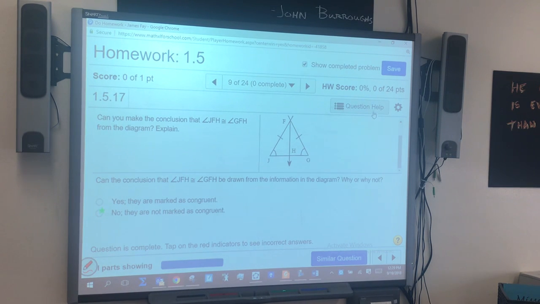Now it says JFH. So I'll highlight that one. So now we're looking at that red angle. And GFH is that blue angle. So if I visualize those and I look at the notation, is there anything up there that tells me through the diagram, through the information, that those are congruent?